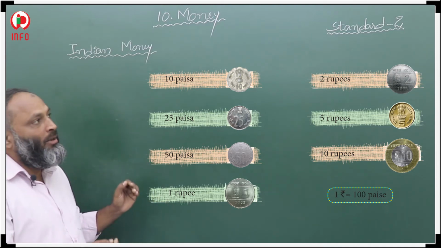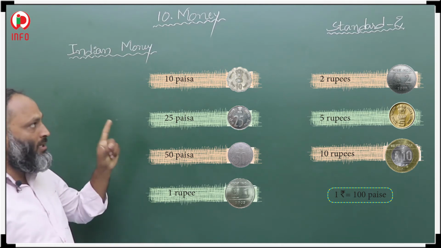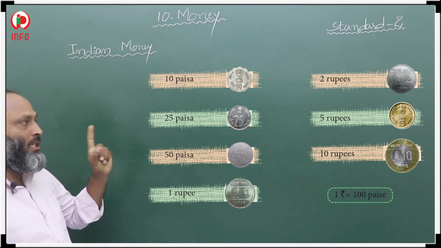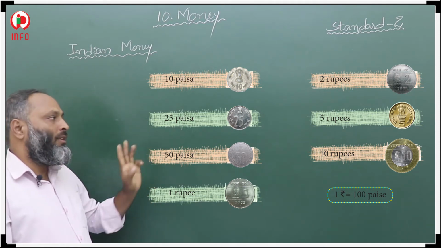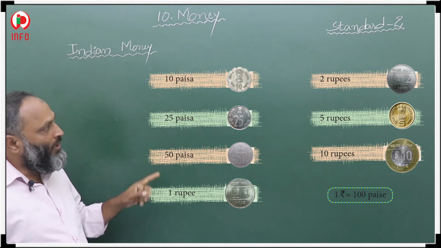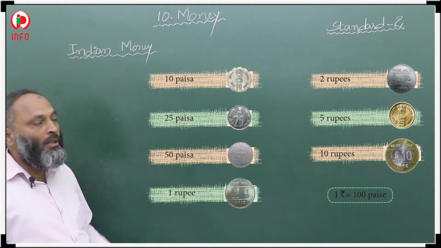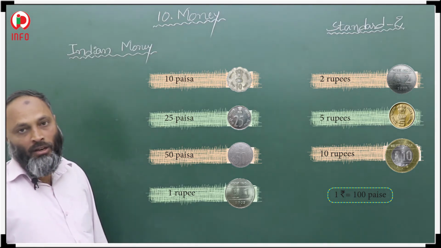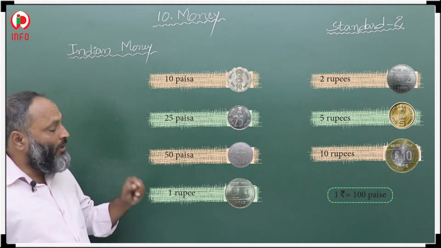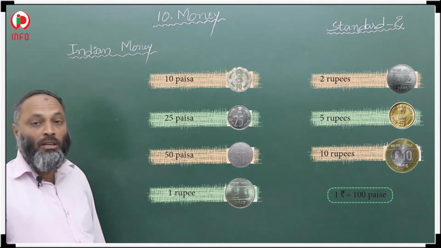See here, in the animation it is given: 10 paisa coin, 25 paisa coin and 50 paisa coin. Three coins are given. These three coins we are not using presently: the 10 paisa coin, 50 paisa coin and 25 paisa coin.